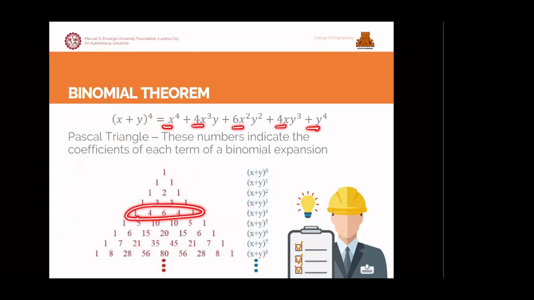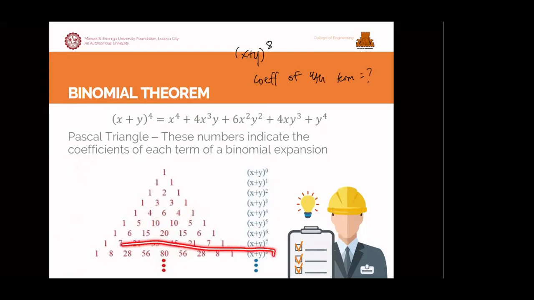So ibig sabihin halimbawa, meron kayong x plus y raised to 8, no? Tapos pinapahanap yung coefficient nung fourth term. So, ano yung coefficient niya? So, pwede natin gamitin sa Pascal triangle. So, ito, makikita natin yung pang 9th na row. Yun yung x plus y raised to 8. And then yung pang fourth term niya is 1, 2, 3, 4, 56. So, 56 yung answer natin. Yan ang case kapag x plus y lang yung given na variable.